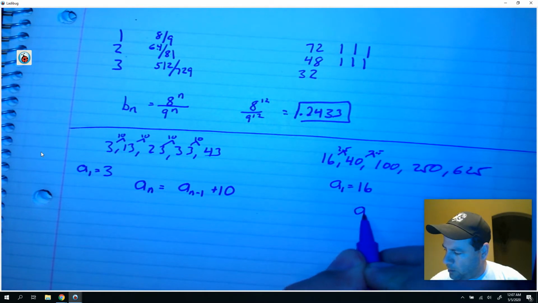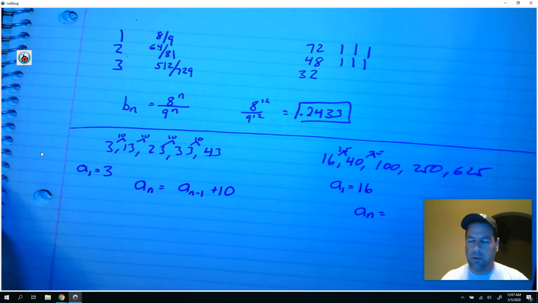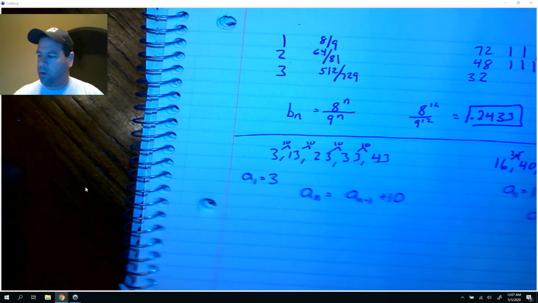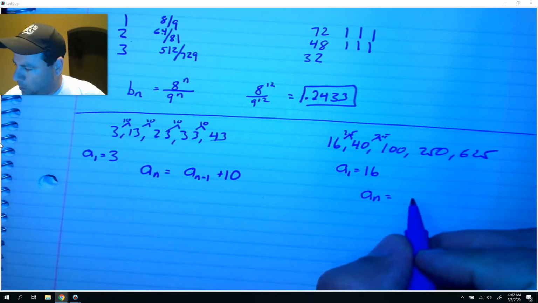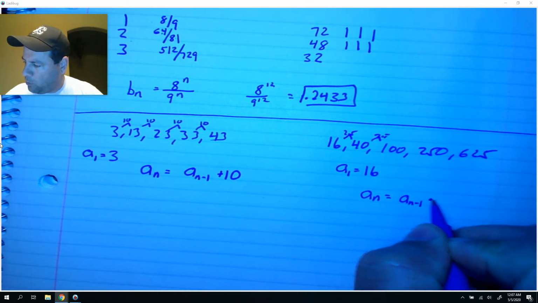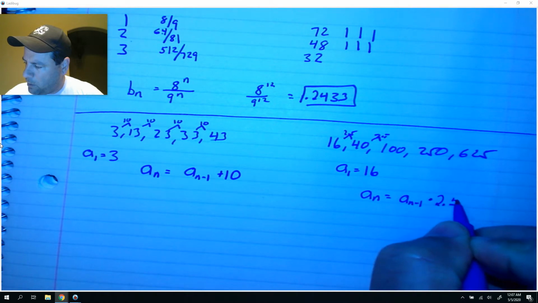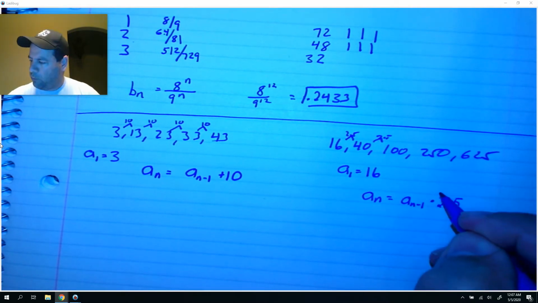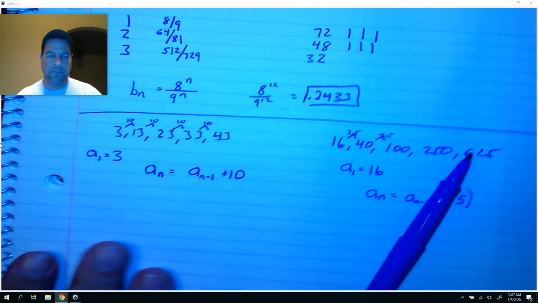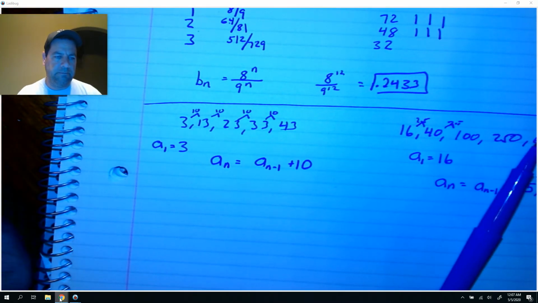And A sub n is equal to, bear with me, sorry guys, this is amateur hour. A sub n is equal to A sub n minus 1. Take the previous term, and all we do is multiply that times 2.5. We can put that in parentheses if you want. If you'd rather do that, that looks better. Okay, let's see how we did.